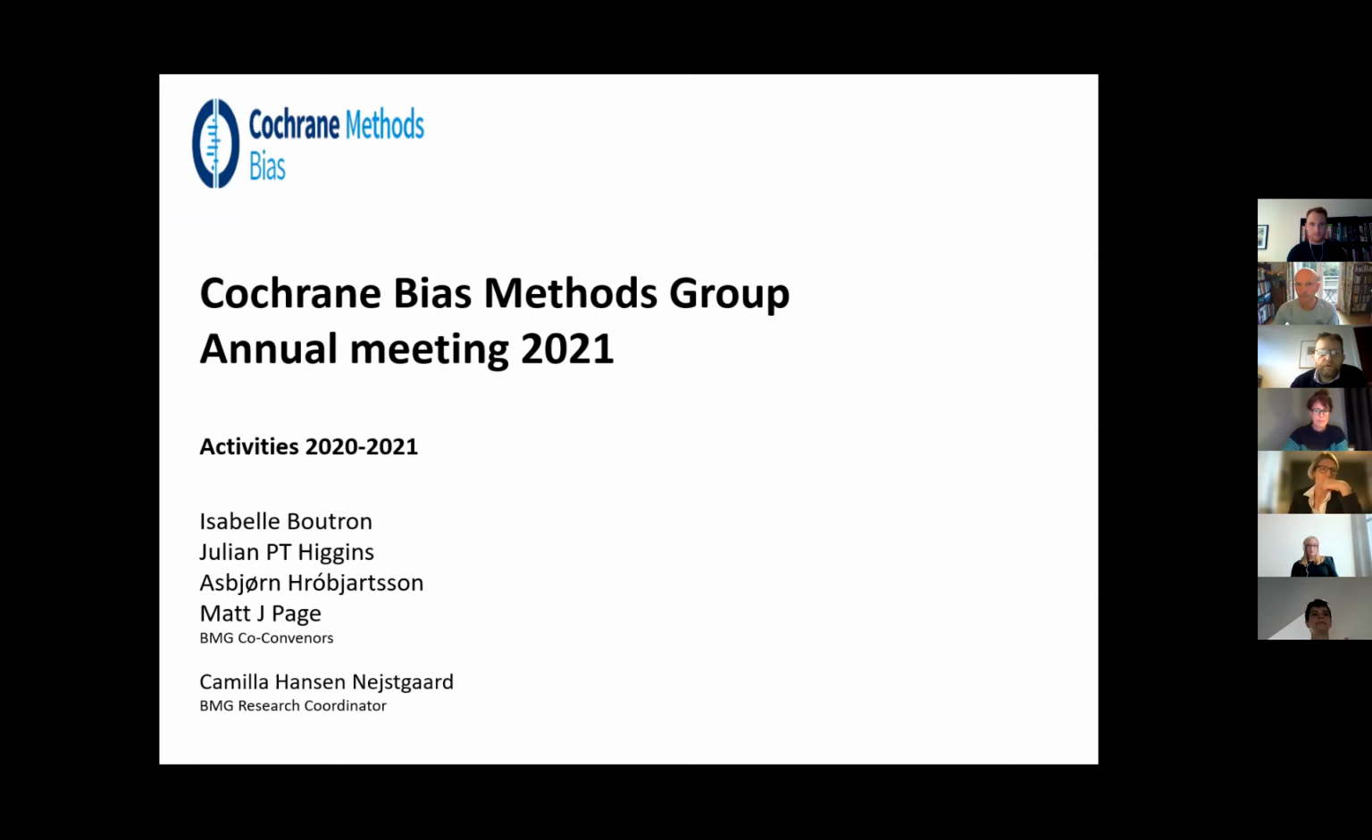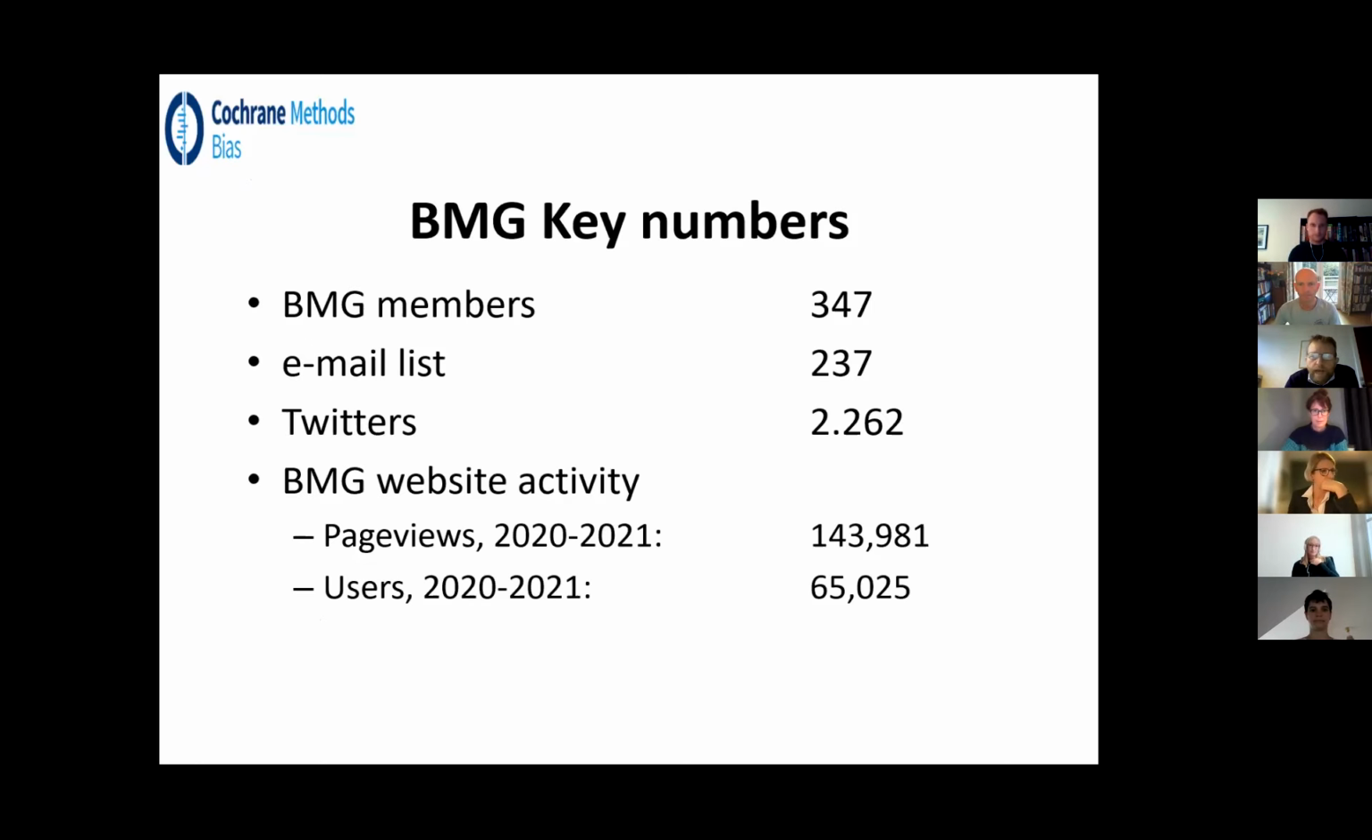Just a short brief overview of the activities of the group last year on behalf of the four co-conveners, Isabelle Boutron, Julian Higgins, Matt Page, and myself, and Camilla Hansen-Leisgaard, the BMJ Research Coordinator. We have roughly 350 members of the BMJ, a fairly large Twitter following of 2,300 approximately, and the BMJ website activity has been increasing slowly and steadily over the last couple of years, with roughly 65,000 visitors during the last year.